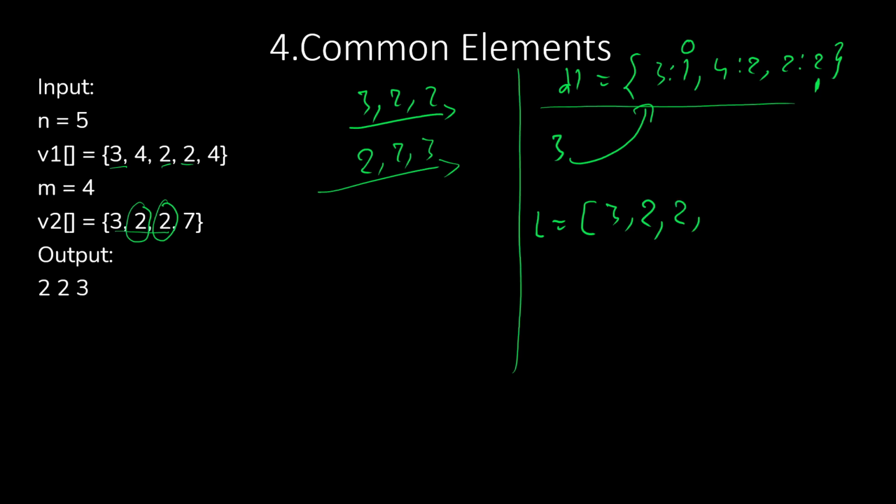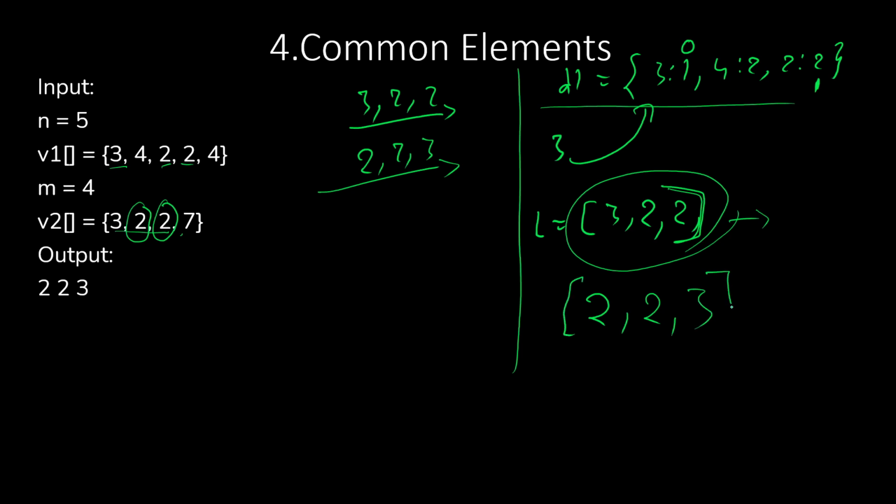Okay, fine. Now 7. Is 7 present? No, 7 is not there, so we are not going to add that element. So this is our value after adding all the elements, and this gives us the common elements. But we need the common elements in a sorted manner, so we sort this list. We will get 2, 2, 3, and we return this as the final output to our compiler.